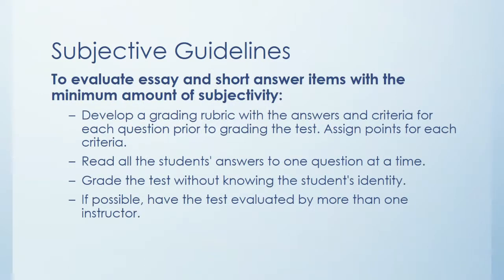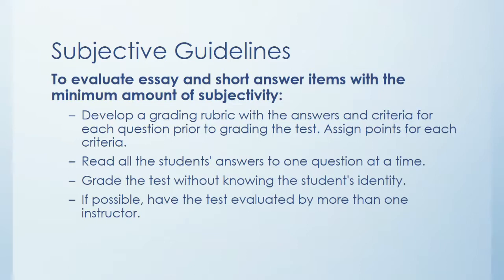All right. So in order to evaluate essay and short answer items with the least amount of subjectivity, it's best practice to develop a grading rubric with the answers and criteria for each question prior to grading the test, and then assign points for each criteria. And then you want to read all the student answers to one question at a time. So you get all their tests out, you read all of question 1 for every student, and kind of see what the responses are looking like.